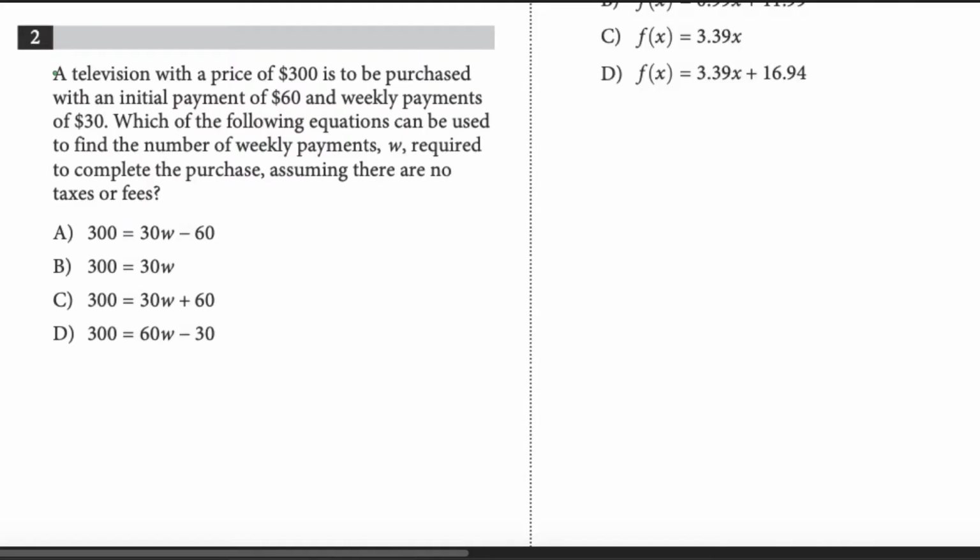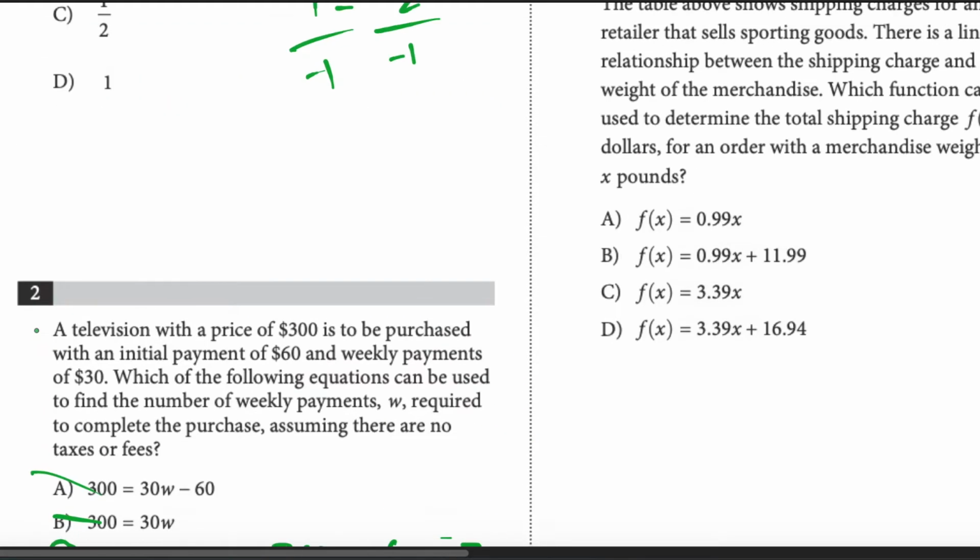All right. This one, a television has a price of $300 to be purchased with an initial payment of $60 and weekly payments of $30. Which of the following equations can be used to find the number of weekly payments that will be required to complete the purchase, assuming there are no taxes or fees? Okay, so look at your answer choices and you know that they all start off with the total. You have an initial payment of 60 and then weekly payments of 30, so plus 30 times weekly. So you look for something that looks very similar to this. Not that, not that, not that. It's this one right here. C would be your answer.